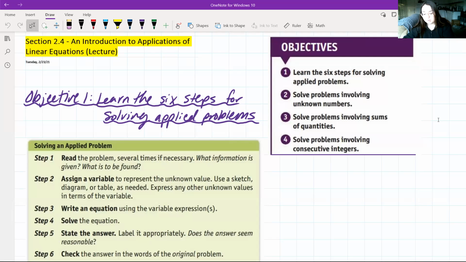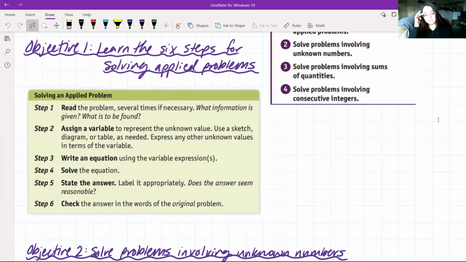Our first objective being that we want to learn the 6 steps for solving applied problems. Number 2 being solve problems involving unknown numbers. Number 3 being solve problems involving sums of quantities. And number 4, solving problems involving consecutive integers. So with our objective 1, we want to learn the 6 steps for solving applied problems.